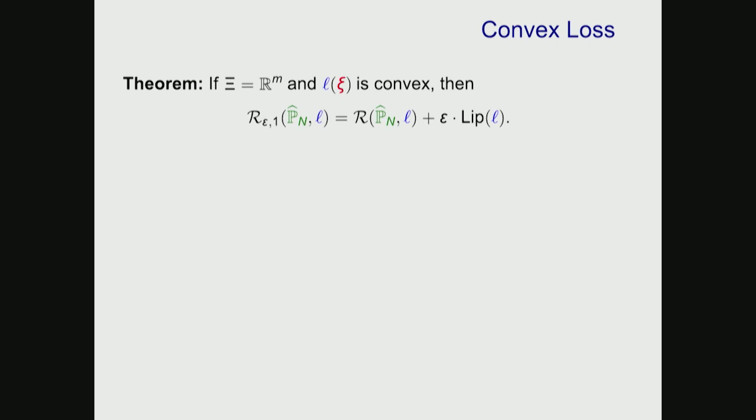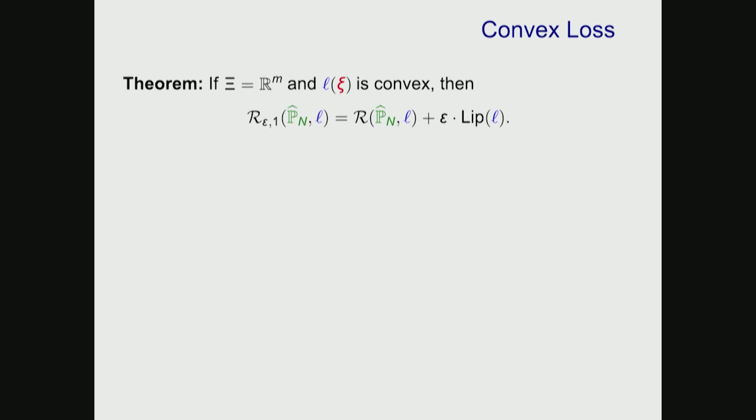Now let's look at a different setting where the loss function is convex. And let's assume now that the set xi is the whole space, so no support constraints. In this case, we can prove that the worst case risk with respect to the type 1 Wasserstein distance exactly equals the Lipschitz regularized nominal risk. So it's equal to the nominal risk plus epsilon times the Lipschitz modulus of the loss function.